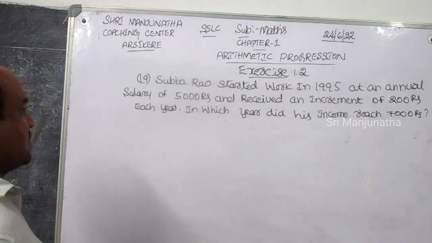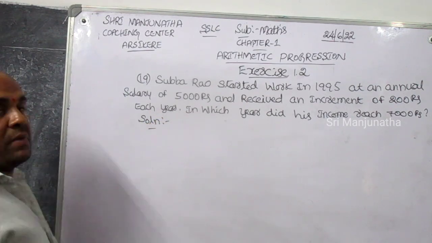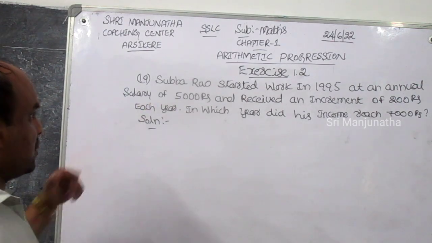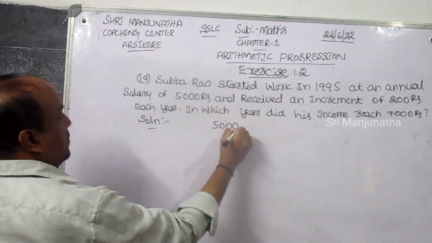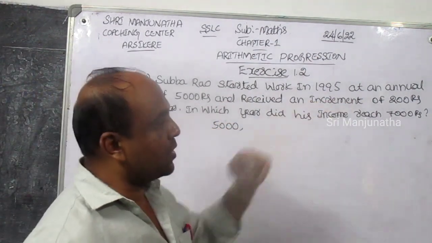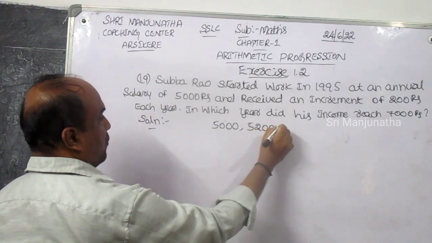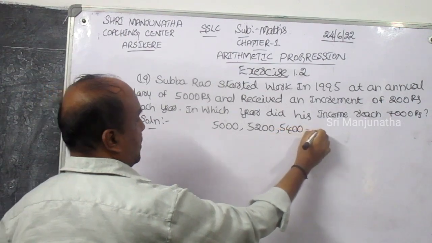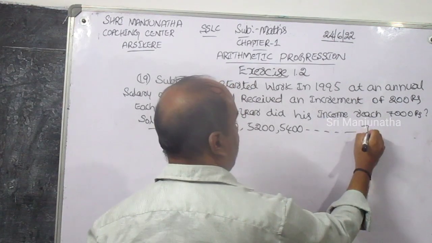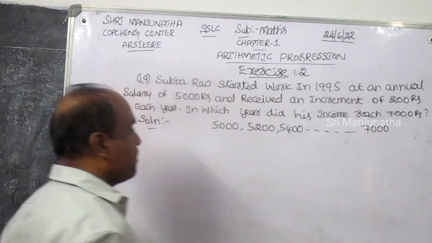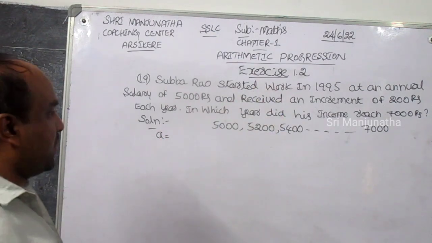It is a very simple problem. I have to solve this problem in a simple manner. The salary is how much? First year salary is 5,000 rupees. The increment is how much? 200 rupees. Add 200 rupees: 5,200 rupees, 5,400 rupees, and so on. The final salary is how much? 7,000 rupees. Okay. A is equal to what? It is also in the form of an AP, arithmetic progression.